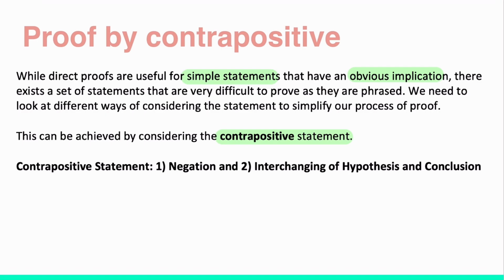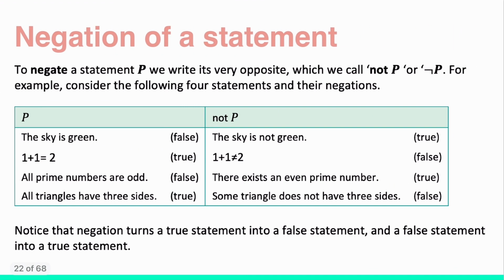Now, there are two things that you need to do in order to create a contrapositive statement. The first thing is to negate the hypothesis and the conclusion, and you also need to change them around. So there are two stages and two things that you need to do. We're going to practice both of these individually. First we'll look at what negating a statement does, and then we'll have a look at building the contrapositive statement by interchanging the hypothesis and the conclusion. So for now, let's just focus on negation.